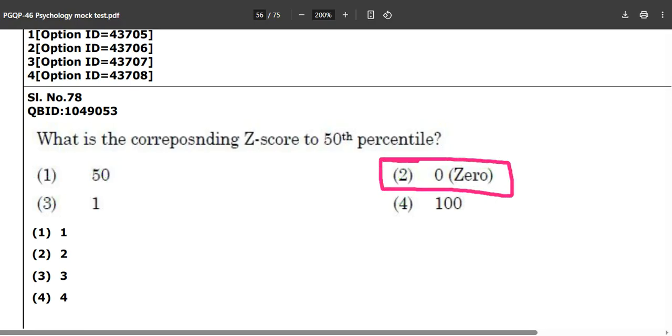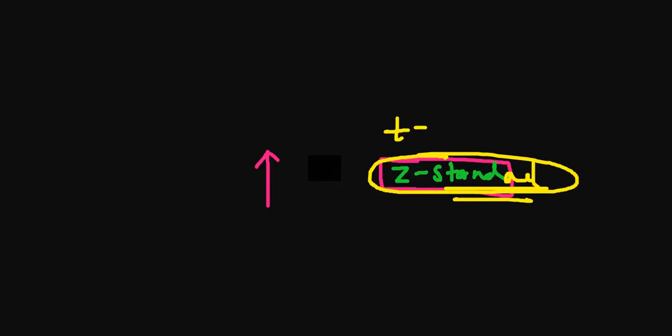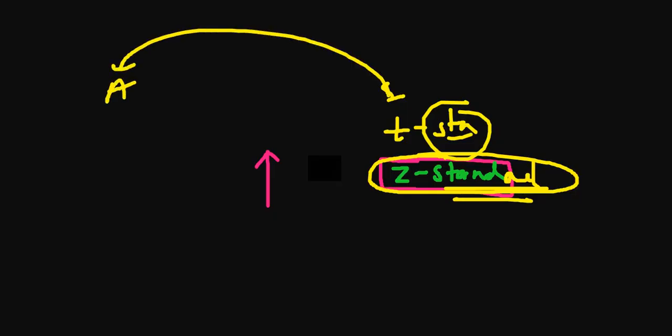Because what is the corresponding Z score? First of all, you need to identify: is Z score a standard score or not? Try to find out this thing. Also try to find out whether T score, stanine or sten score are standard scores or not. For that, you can refer to the book. Everything is mentioned very clearly over there.